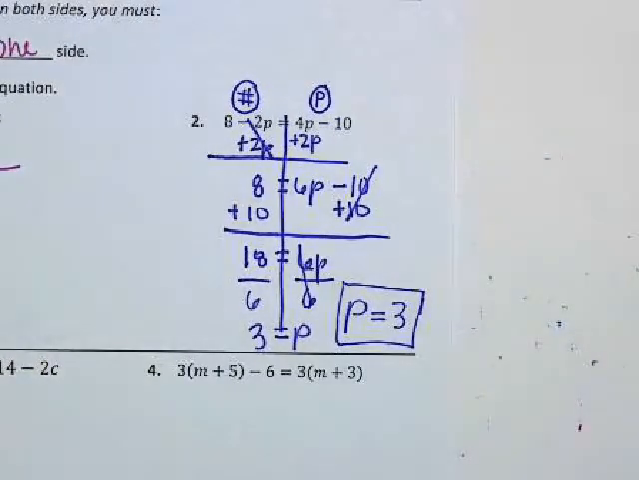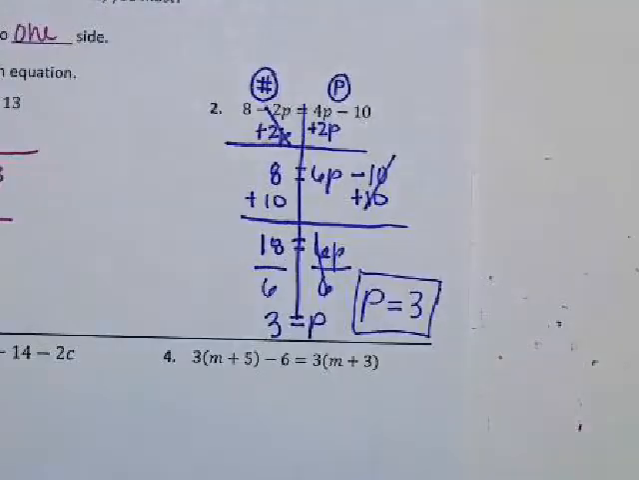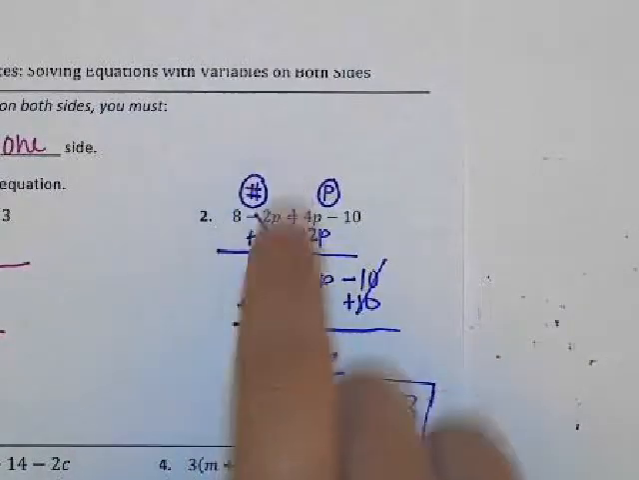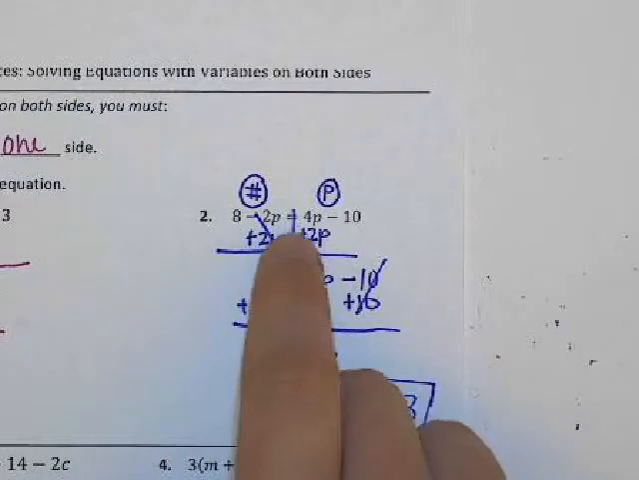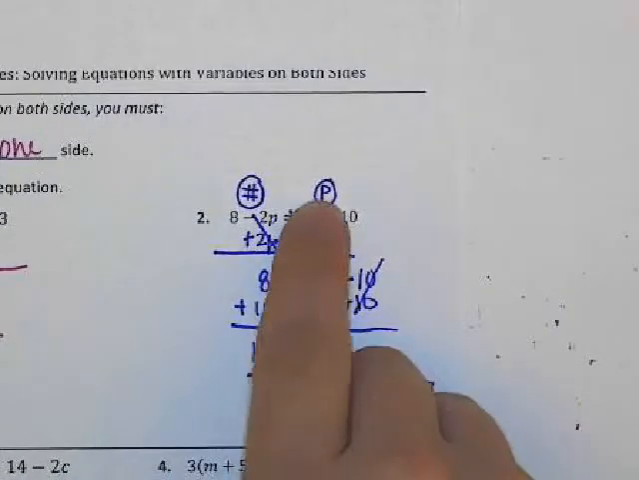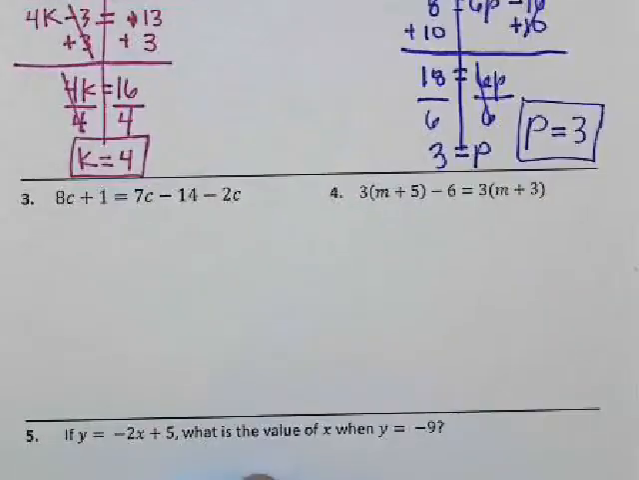Okay, make sure you're writing nice and neat and you can read your handwriting. All right, questions? Yeah, we know which side is the p side and which side is the numbers side. Which p is bigger? Is 4p bigger or is -2p bigger? 4p is bigger, so that's the p side. Okay. All right, number 3.